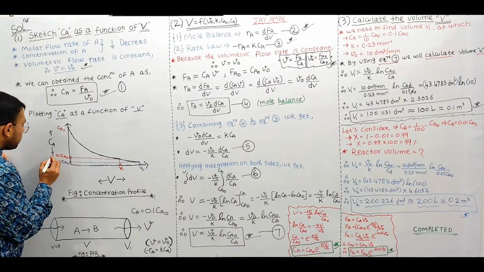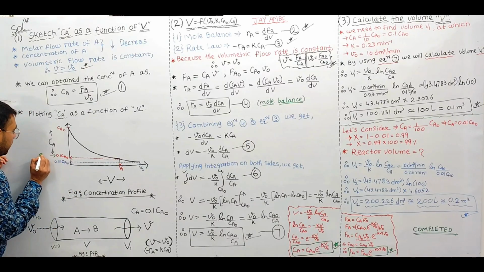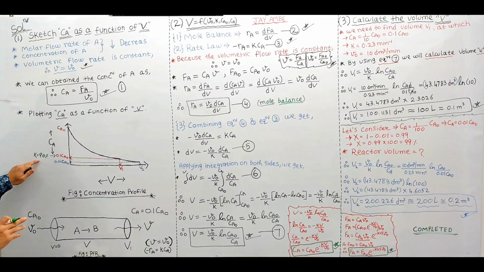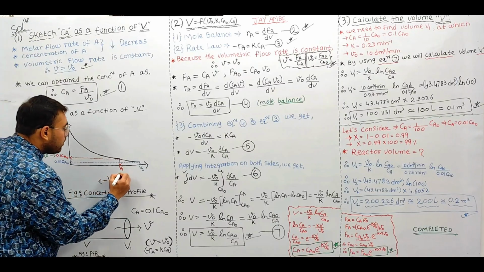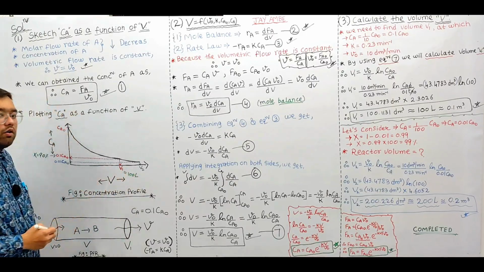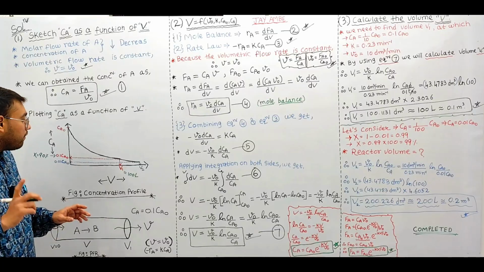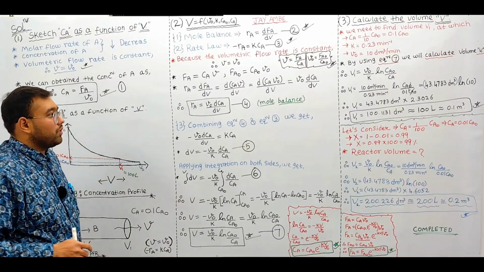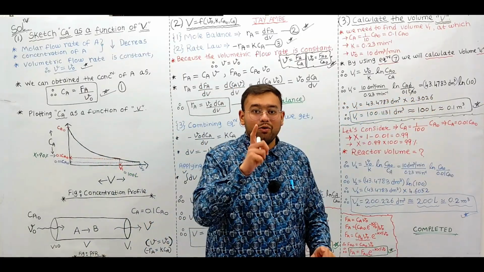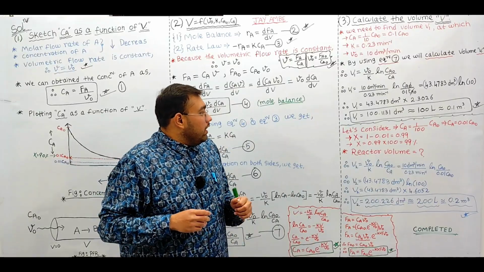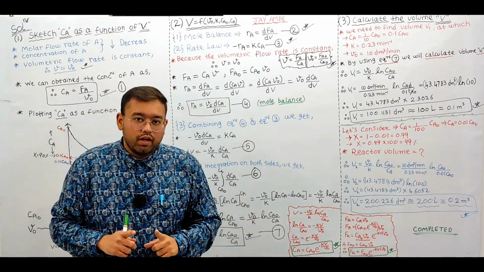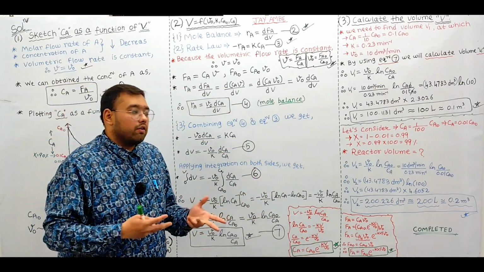So in order to achieve 90% conversion, we require 100 liters volume of plug flow reactor. I hope you understood. So here we have completed the third part of the solution, and the entire solution of question 1. Now we are solving something extra.